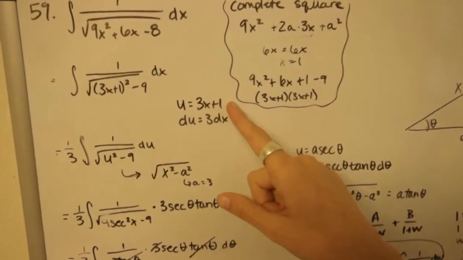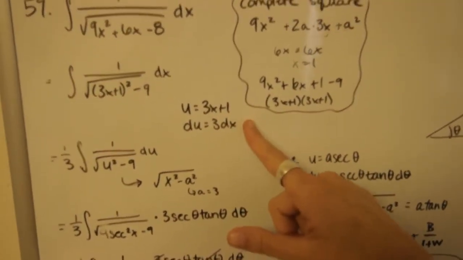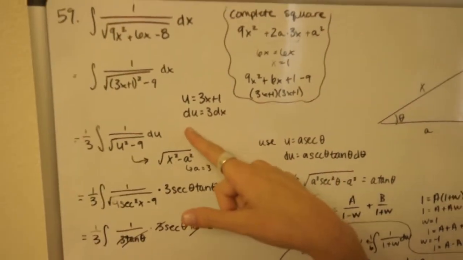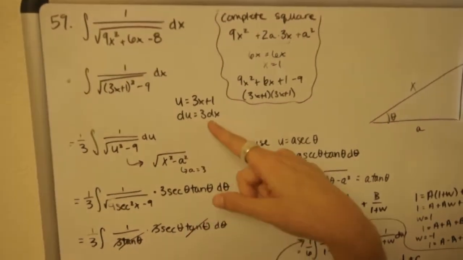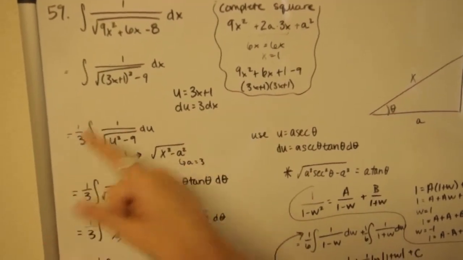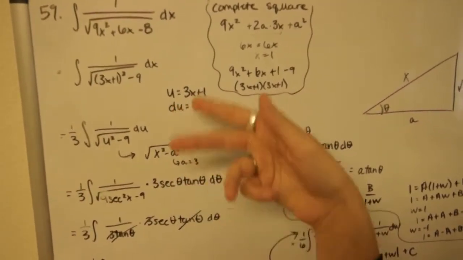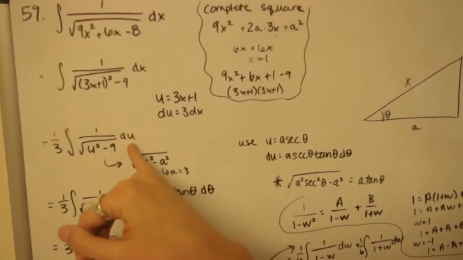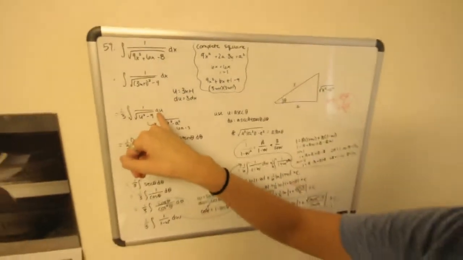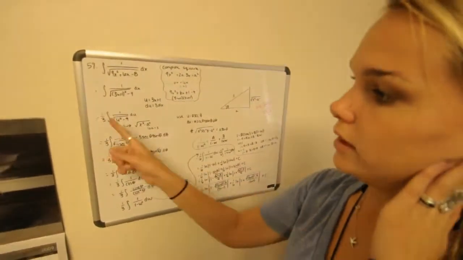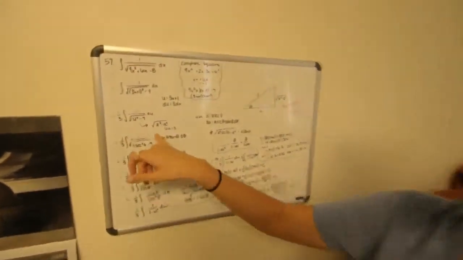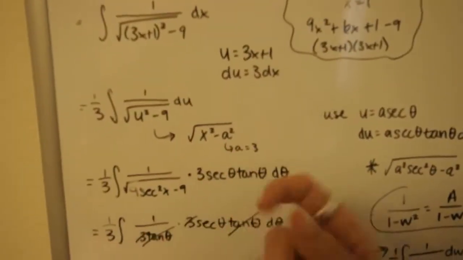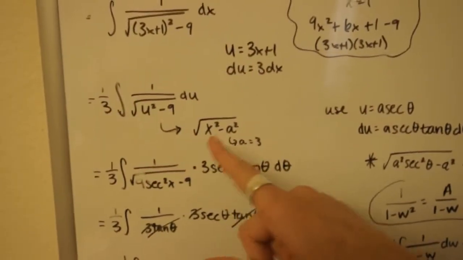substitution. You make u equal 3x plus 1, and then the derivative of that is 3dx, and that's what du equals. So then you can bring the 3 out front of the integral, and you have to divide it, because that's what, like, dx is 1/3 du. So then you substitute that, and then you substitute the u, and then u squared minus 9 is basically x squared minus a squared, a being 3.